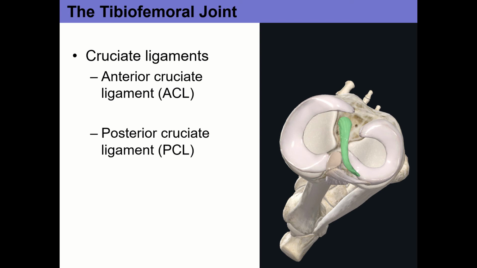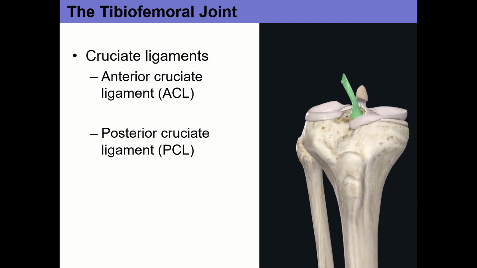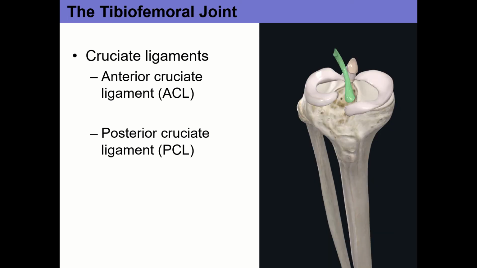So those are the ACL. And then the PCL, the posterior cruciate ligament. Let me show you some other views. There's one view of the ACL from the anterior aspect. Again, you can see how it goes from high in the back to low in the front. And then more of a superior angle on that one. So you can see the ACL there as well.